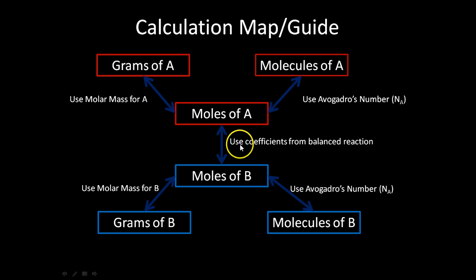We can use the coefficients from the balanced reaction to convert between moles of one substance and moles of another substance. Now this could be a conversion between one reactant and another reactant, or between one of the reactants and one of the products, or even between one of the products and one of the reactants. These mole-to-mole conversions can be done as long as you have a balanced chemical equation. So let's go ahead and see this in practice.